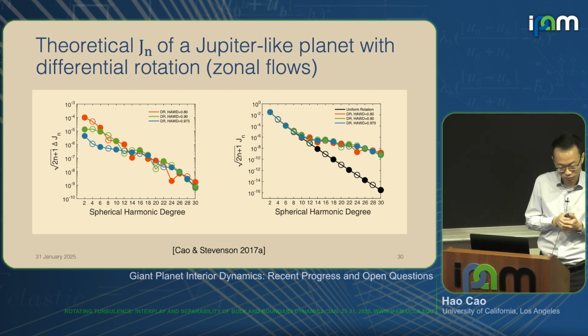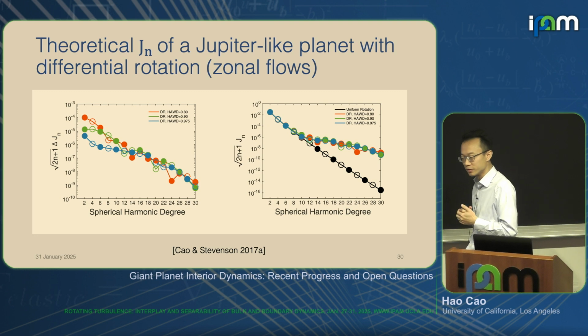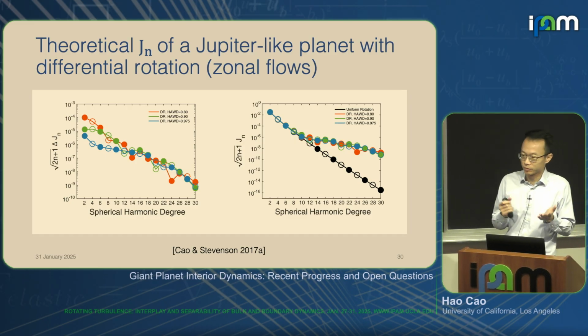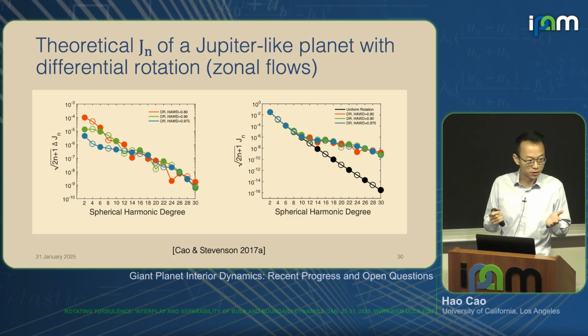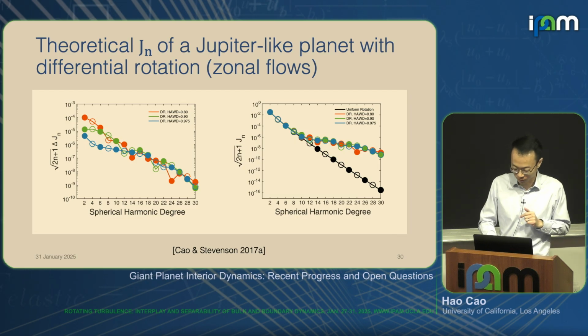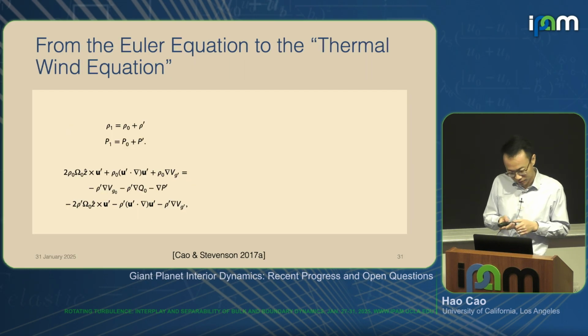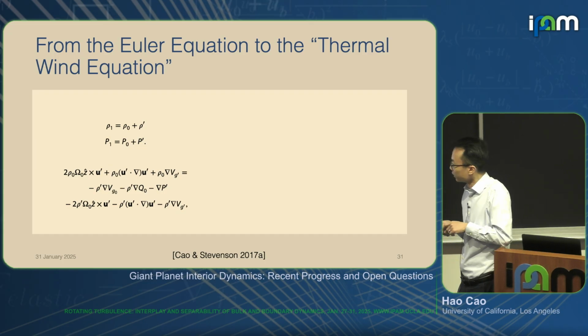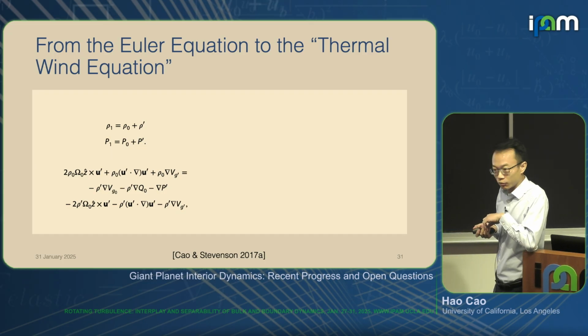Once you have cylindrical winds, you can write the centrifugal potential and solve it. But the winds on Jupiter are not on cylinders. Well, they have to stop somewhere. So how do you do that? This is where the quote-unquote thermal wind equation comes in.